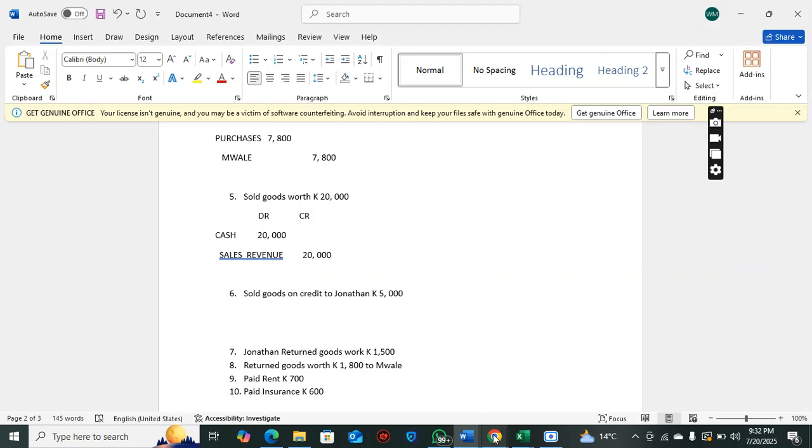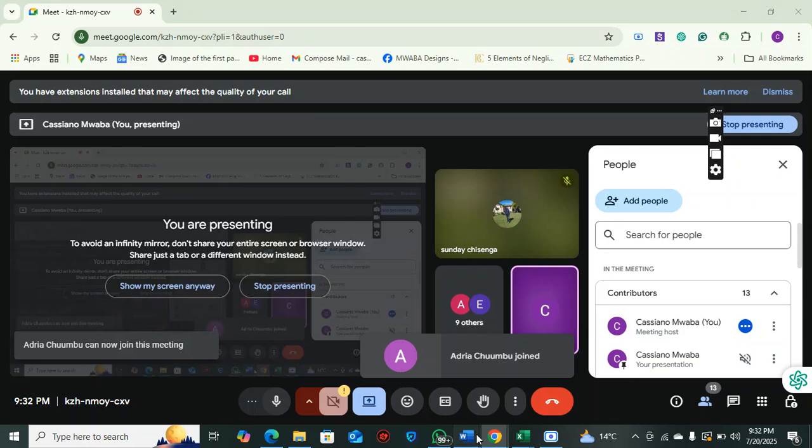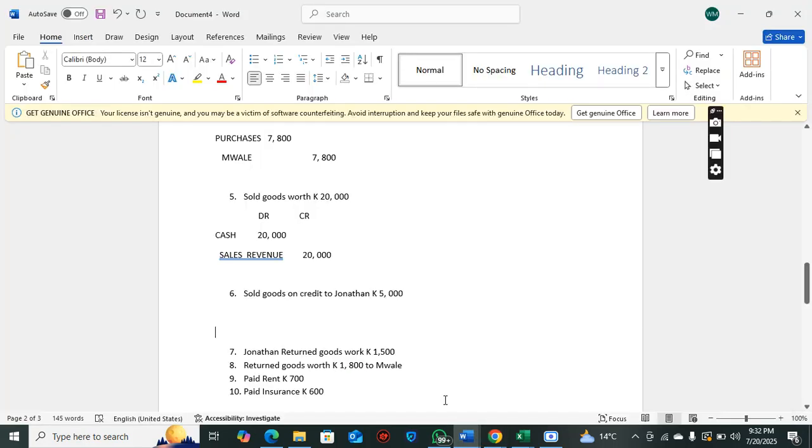Sold goods on credit to Jonathan 5,000. So here we have another sale. Now the only difference is the previous one was a cash sale. Here we're dealing with a credit sale. So step one, identify the transaction. This is a credit sale. Step two, identify the accounts involved. So there's a sales revenue account involved.